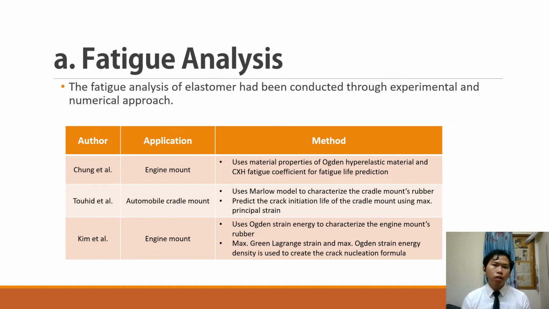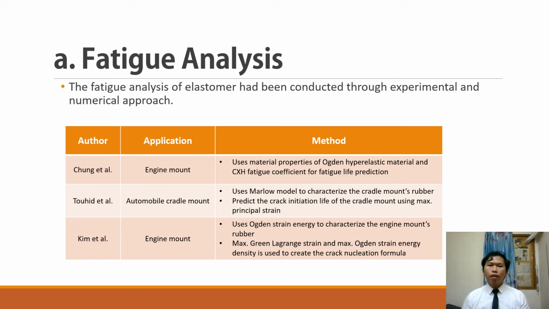For example, Chung uses material properties of octane hyperelastic material and a CXH fatigue coefficient for the fatigue life prediction of the engine mount. Toewhead, on the other hand, uses the Marlowe model to characterize the cradle mount's rubber and predict the crack initiation life of the cradle mount using the maximum principal strain.